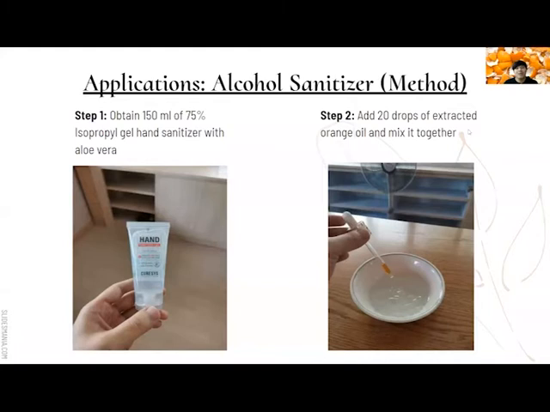Okay, so now let's talk about the applications of our products. The first application is alcohol sanitizer. What I'm going to be mainly talking about is the method of creating this. In step 1, we obtain 150 ml of 75% isopropyl gel hand sanitizer with aloe vera. And in step 2, we add 20 drops of extracted orange oil and mix it together. As you can see here, we drop it in and mix everything up, and you see the final products later.